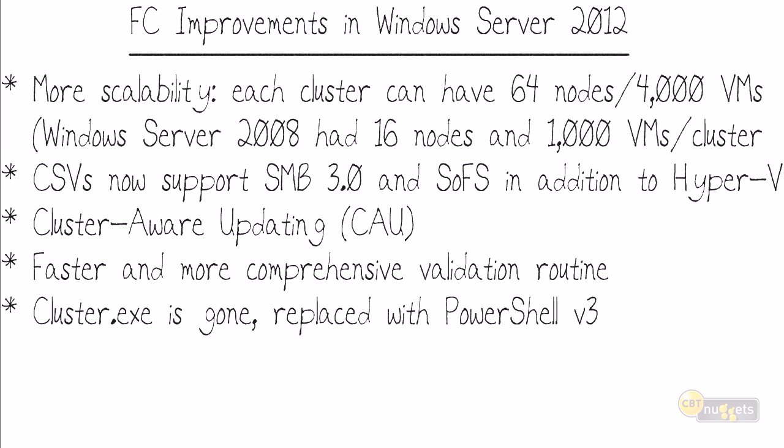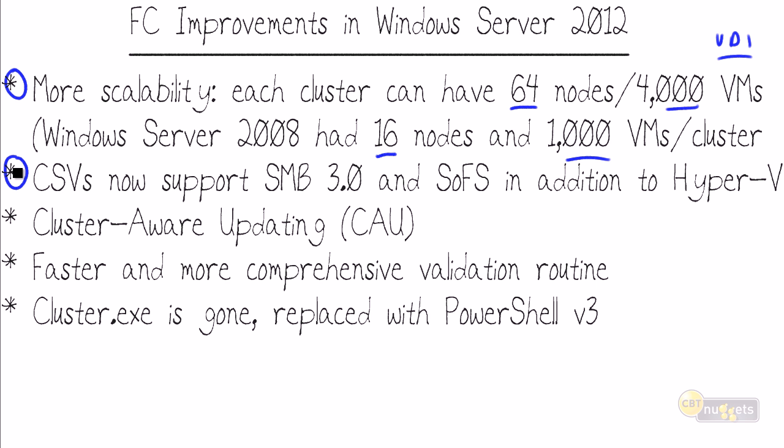Failover clustering improvements in Server 2012. As I said, Microsoft seriously ramped up failover clustering in Server 2012. First of all, scalability. Each cluster can now have up to 64 nodes, 4,000 VMs per cluster. That's tremendous. 4,000, you might think, do I have need for 4,000 virtual servers? Remember that those VMs don't have to run Windows Server. You could be doing what's called virtual desktop infrastructure and roll out user desktops as VMs as well. Now that's a huge ramp up from Windows Server 2008, which supported 16-node or 16-way clusters, 1,000 VMs per cluster.